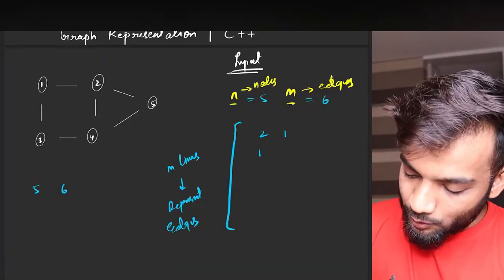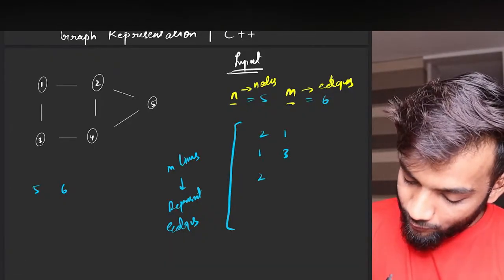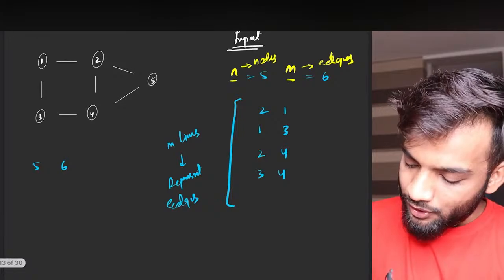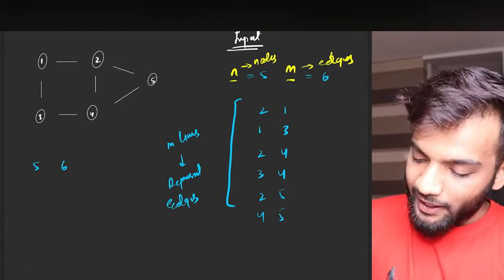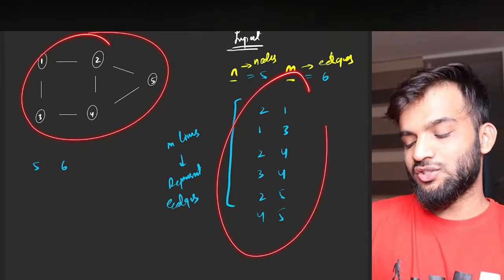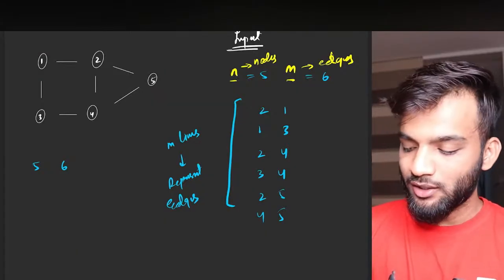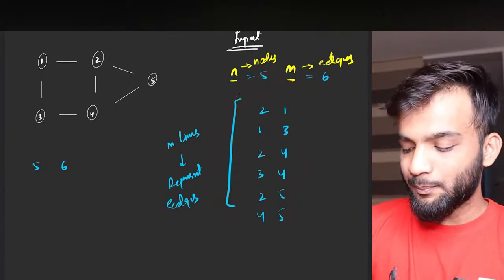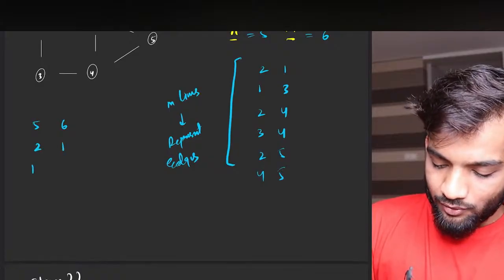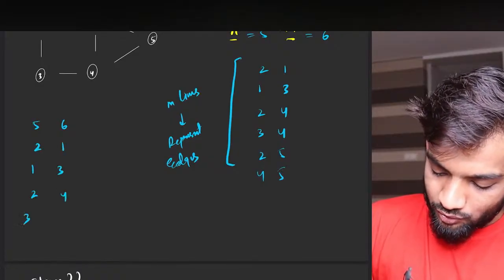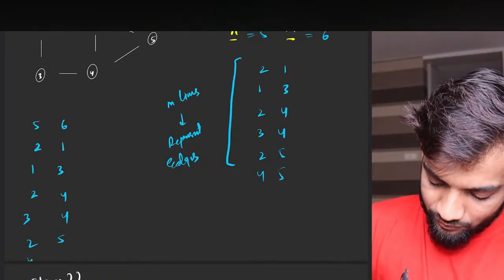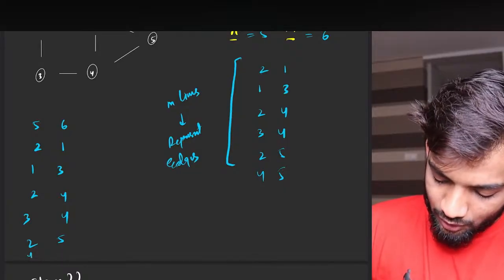I can say that there is an edge between 1 and 3. I can say there's an edge between 2 and 4. I can say there's an edge between 3 and 4, 2 and 5, and 4 and 5. So I have written all the 6 edges. Do they follow a specific order? No, they can be given in any order. So this is the next set of input: 2 1, 1 3, 2 4, 3 4, 2 5, 4 5. This is how the input will be.